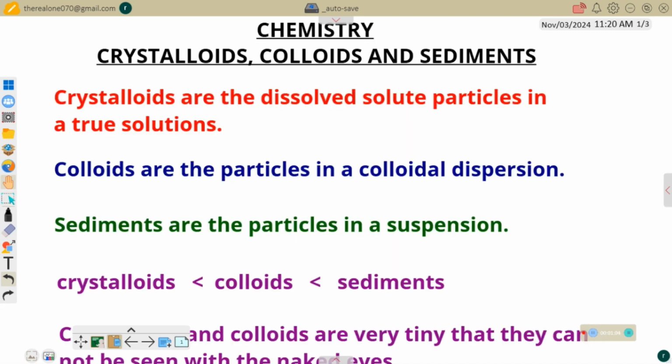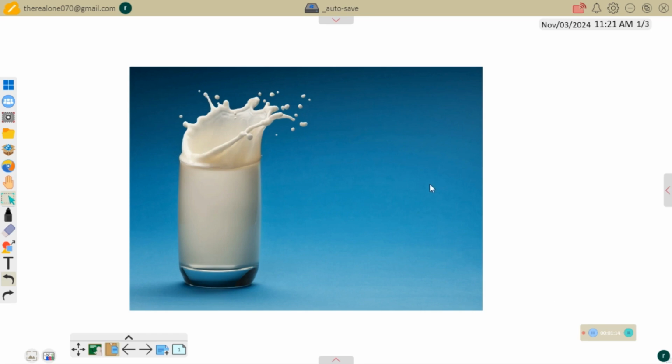Next, we talk about colloids. Colloids are the particles in a colloidal dispersion. Take, for instance, milk. Milk is a colloidal dispersion of butter fat inside sugar solution. The dispersed butter fat are the colloids, and we can't see them with our naked eyes too.